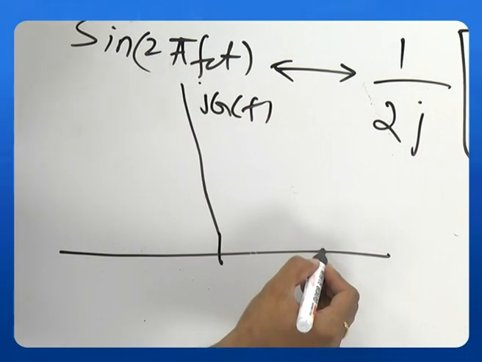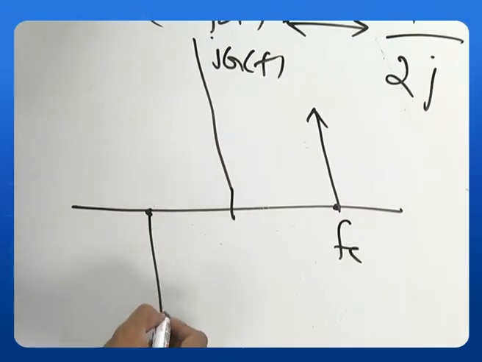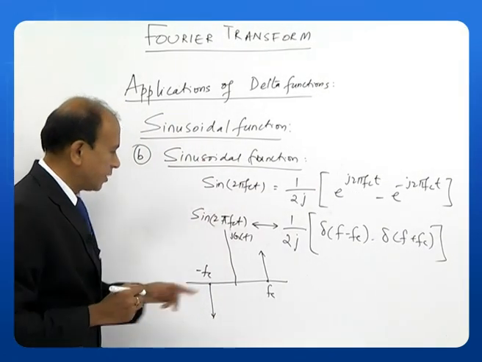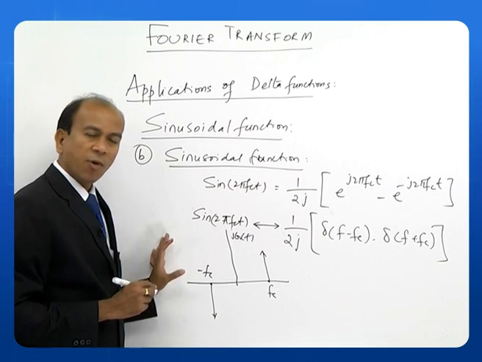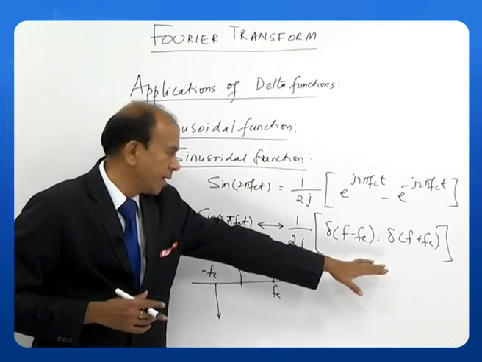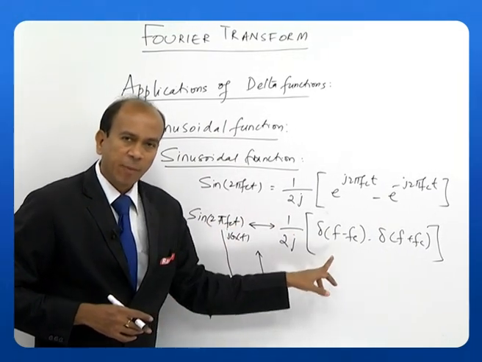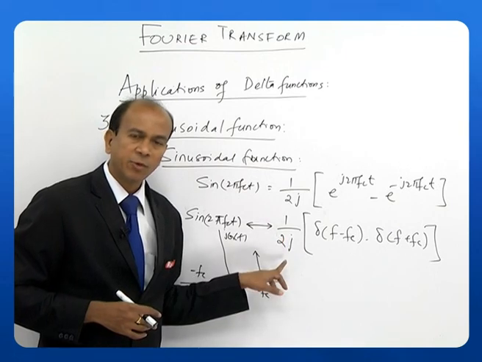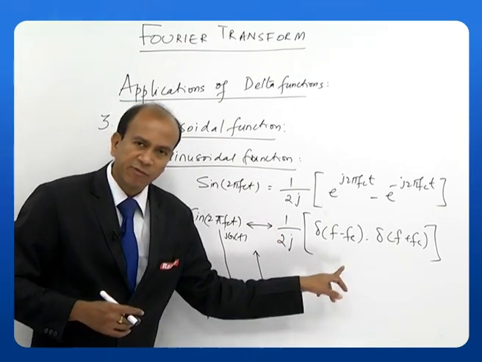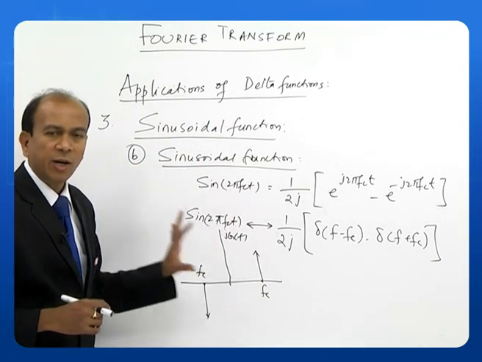Let us take this here. So, this is fc. There is a Fourier transform here, and this is minus fc. There is another Fourier transform here. So, this is the Fourier transform or spectrum of a sinusoidal function whose Fourier transform is equal to 1 by 2j times delta of f minus fc minus delta of f plus fc. So, this is how it looks.